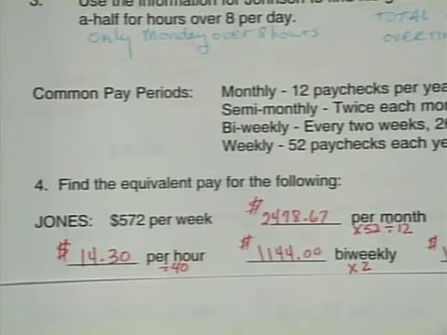Bi-weekly means every 2 weeks. So I would take the weekly salary and multiply it times 2. If I was paid weekly, it would give me 52 paychecks. And if I took that same amount and multiplied it times 2, that would tell me what the paychecks would be if I got paid 26 times a year. The last one we're going to do is semi-monthly. For semi-monthly, I want to find the monthly amount and then divide it by 2.